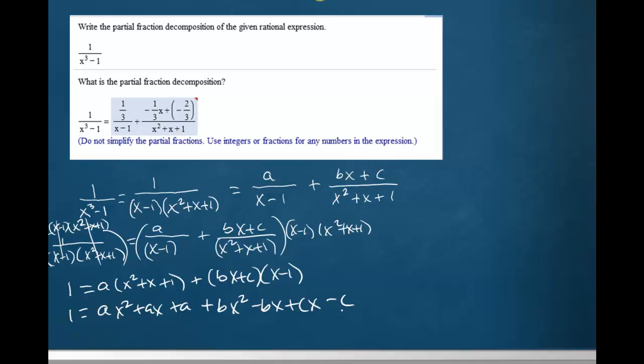Now if this right side is equal to this left side, and there is no x squared term over here, that would mean that the coefficients a plus b must be equal to 0. Also, there is no x term, so that would mean that the coefficients a minus b plus c must also equal 0. And then our constant terms are a and minus c, and they equal the constant 1.